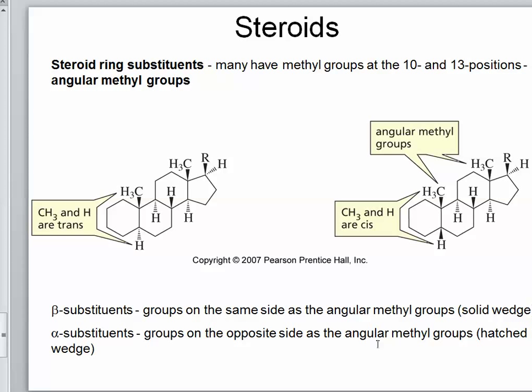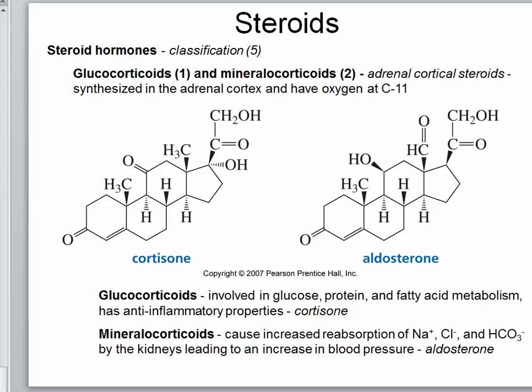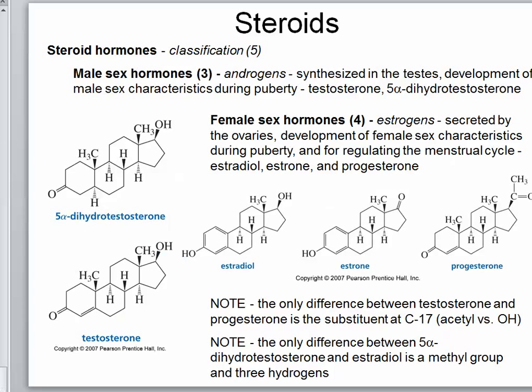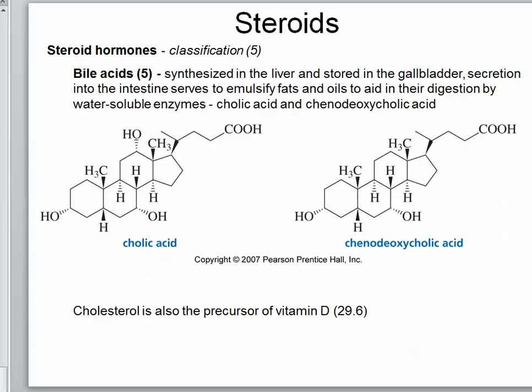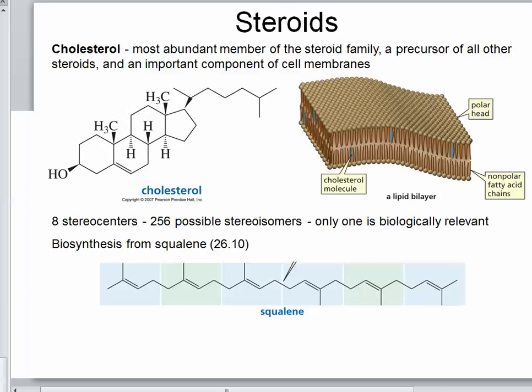The most common type of steroid, of course, is going to be our cholesterol structure. But it's more than just cholesterol. There's actually quite a few different steroids that are out there. Cholesterol is just one of them, folks. So cholesterol is the precursor for all of the other steroids that we will see. It has 8 asymmetric centers, that means chiral carbons. Therefore, it has 256 different versions, but only one of them is found and made in nature.